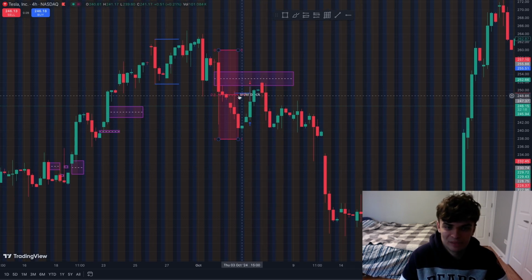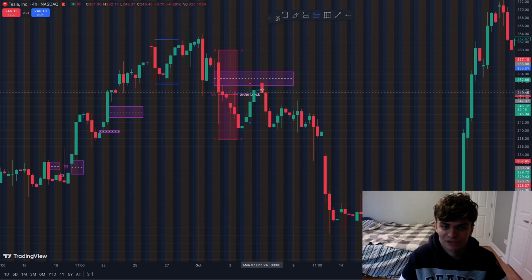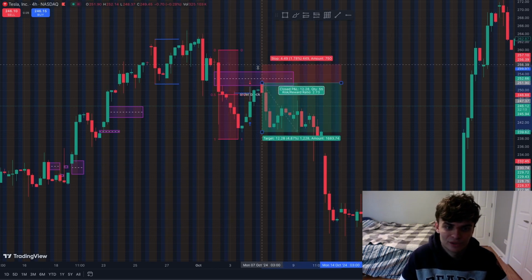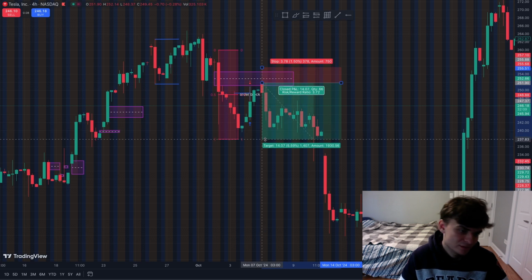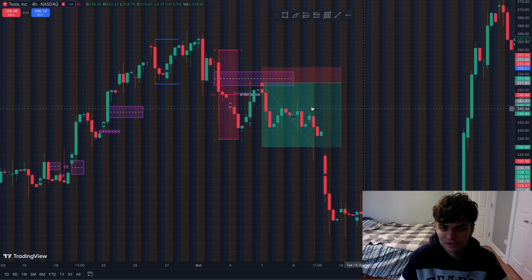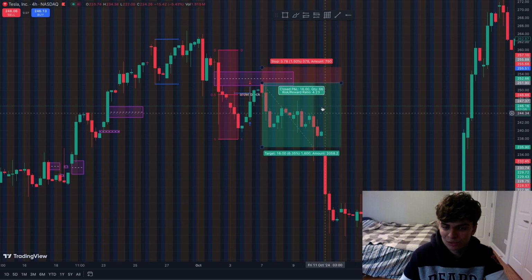You could have made bank off this. Look at this solid entry. You could have set your stop loss right above this. You could have been targeting something like this, bro. It's a 4-to-1 trade. You could have even gone lower than that.